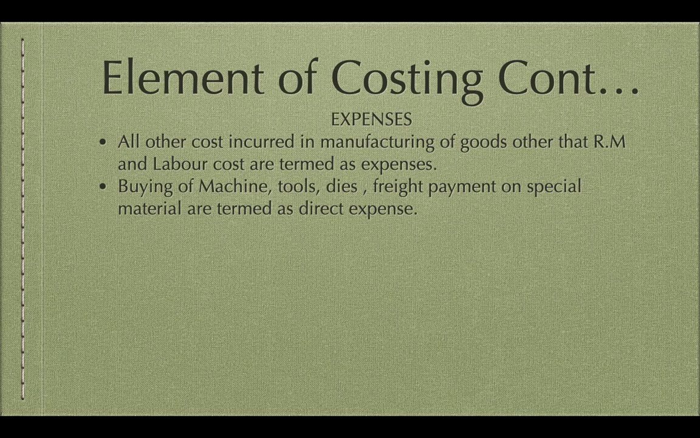There can be various kinds of expenses. Buying a machine: suppose you are getting some new orders for which you have to buy a machine, so you will include the cost of the machine also in your product. You're buying a tool, you're buying a die, or you're procuring a special material for which you have to pay air freight or some special road freight. All these expenses are part of the costing of a component.